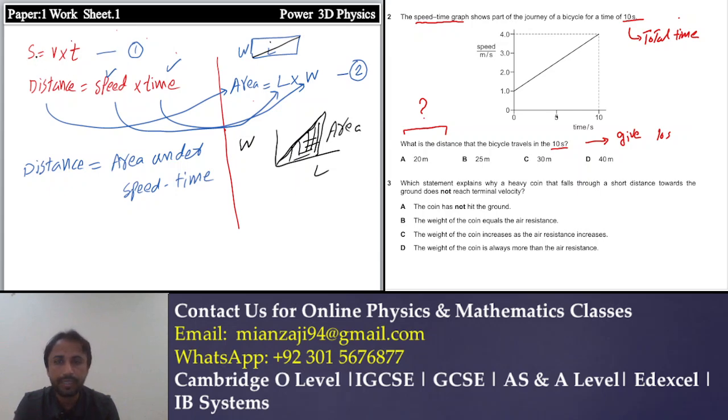Similarly, this distance is actually what? This distance is the area under the speed and time graph. This is the same as what the mathematical expression shows. So we have to find this area. This area will be equal to distance.